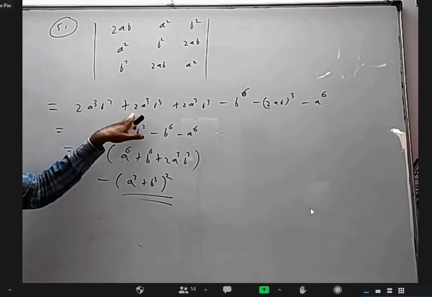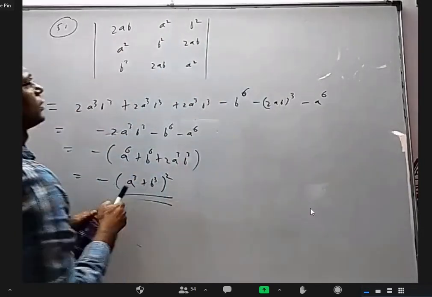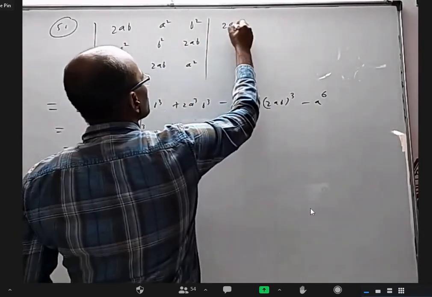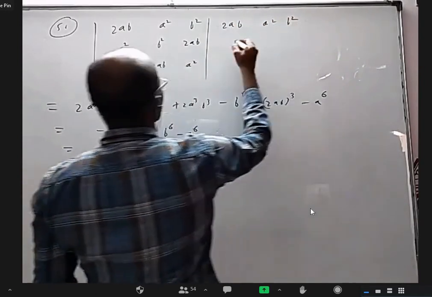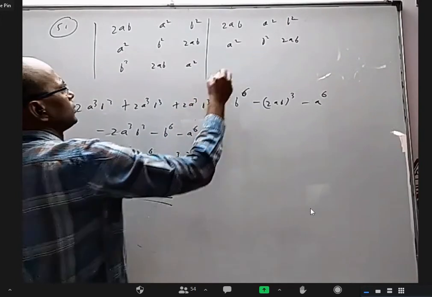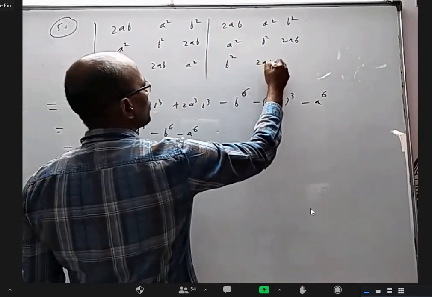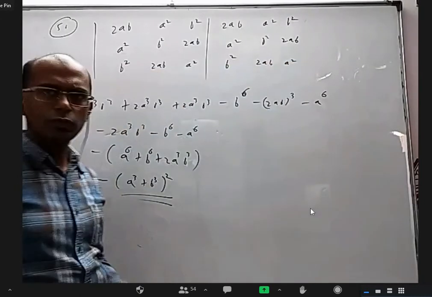Okay, here I expanded by arrow method. I wrote this determinant once again: 2ab, a square, b square. In exams, will they ask to use properties in the question? No, they will not mention anything in the exam. But we can do in any method, we can do any method.